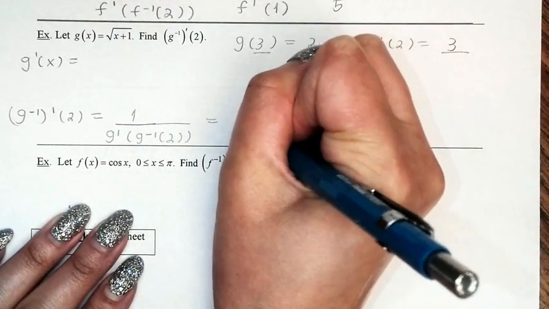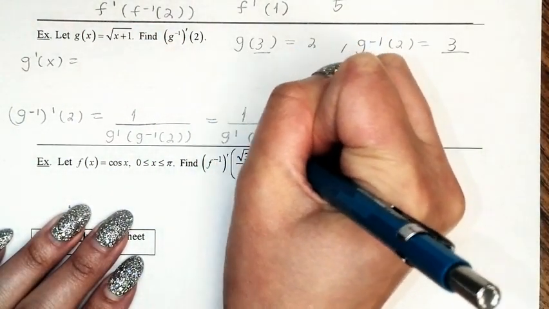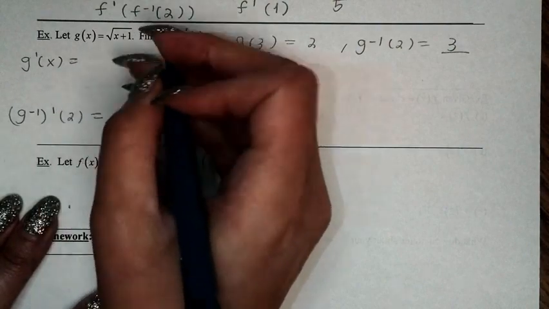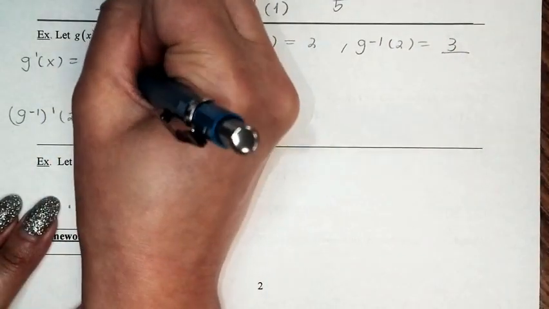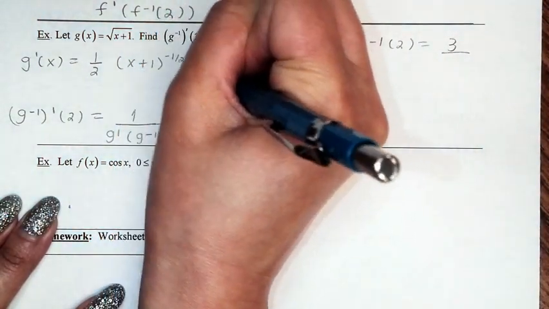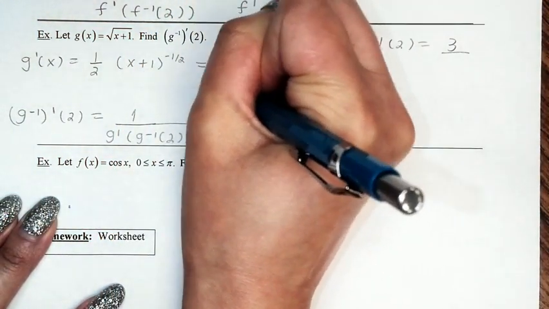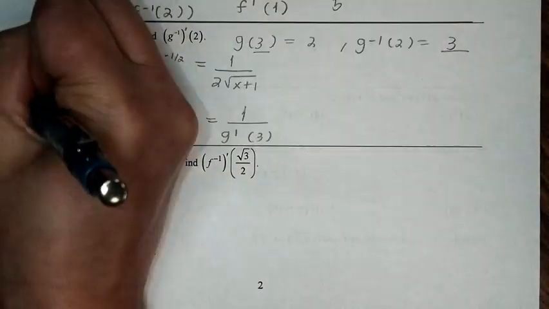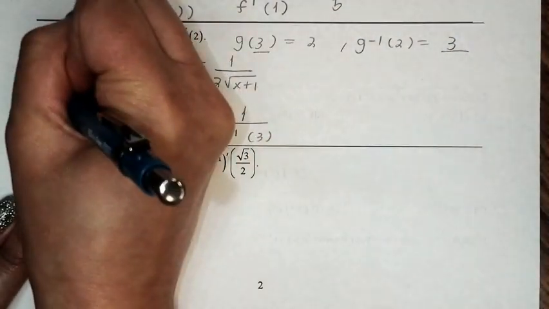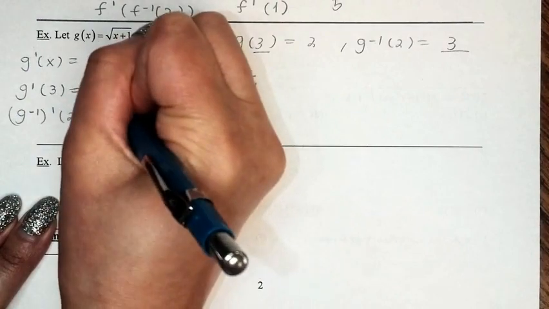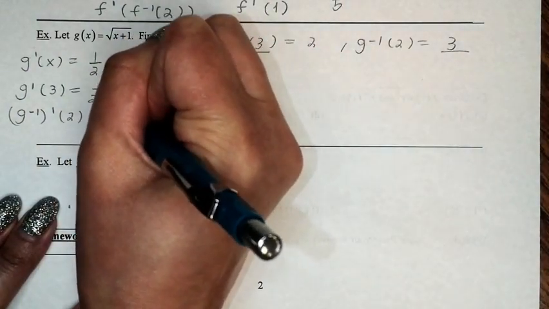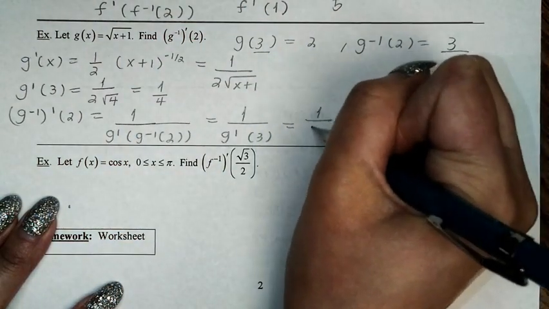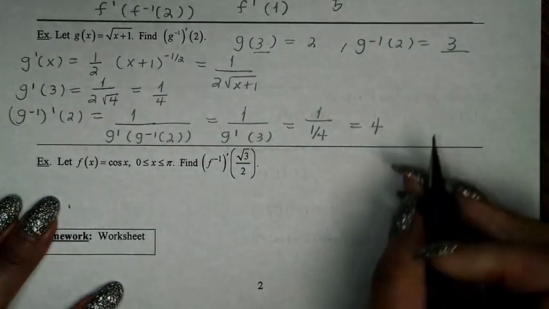Therefore, you have here that it will be 1 over g prime of 3, and then you see the need of the derivative. I take the derivative of this guy, which I know is going to be 1/2 times x plus 1 to the power of negative 1/2 times 1 with the chain rule. So you have that it's 1 over 2 times the square root of x plus 1. Then you just take the 3 and replace it for the x. So you have 1 over 2 times root 4, which is 1 over 4. Therefore, you have 1 over 1 over 4, so your answer is going to be 4 for this question.